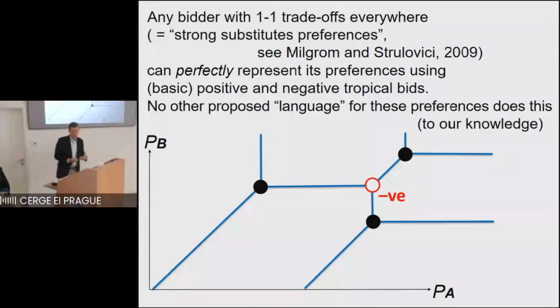Paul Milgrom, who's obviously a great genius and done much more good work than I will ever do, thought he had a language that does this, but actually there's a counterexample and it doesn't. This is the only language that I'm aware of that actually precisely represents, and therefore characterizes, these preferences.